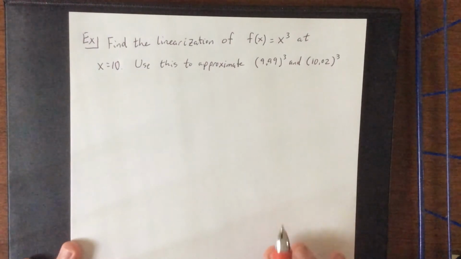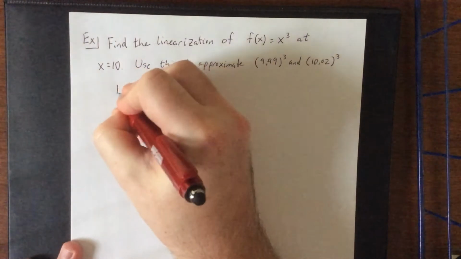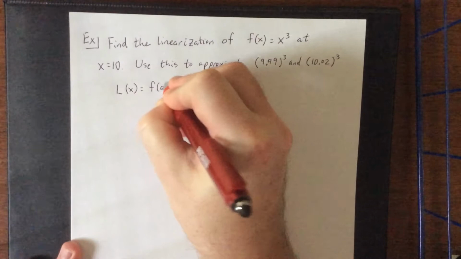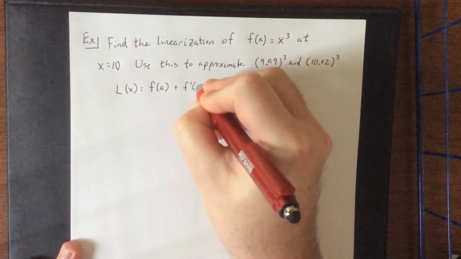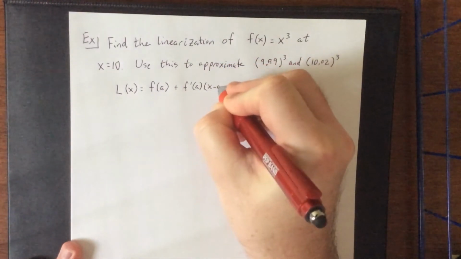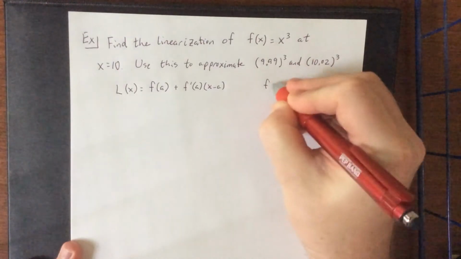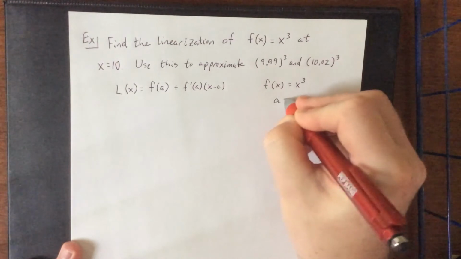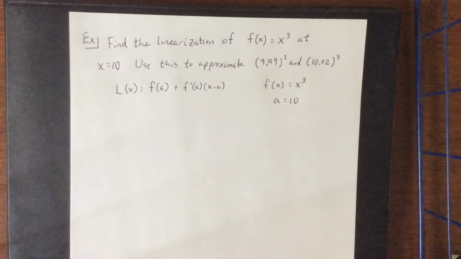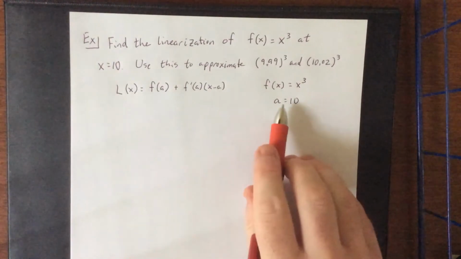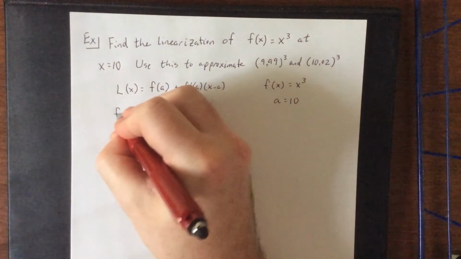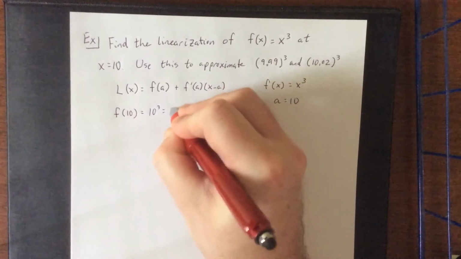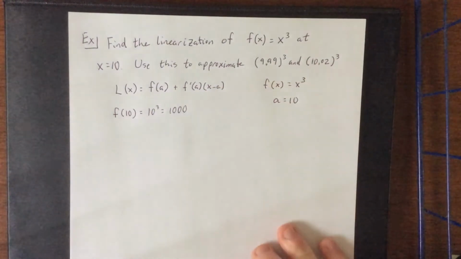So with that in mind, the formula that we had for a linearization is that the linearization is equal to f of a plus f prime of a times x minus a. In our example, we're using the function f of x equals x cubed, and our a value is 10. So first, let's find f of a. F of a in this case would be f of 10. So f of 10 would be equal to 10 cubed. 10 cubed would be 1,000.